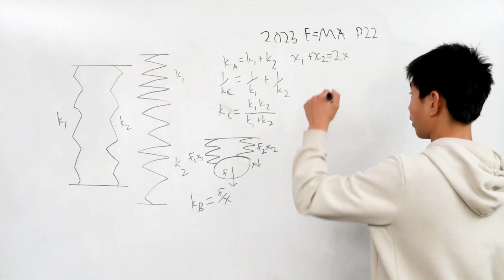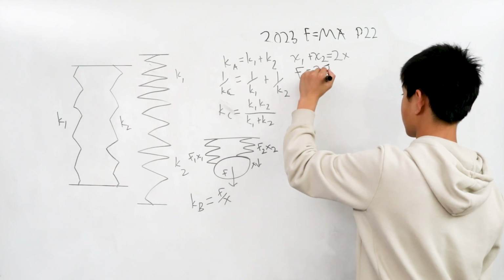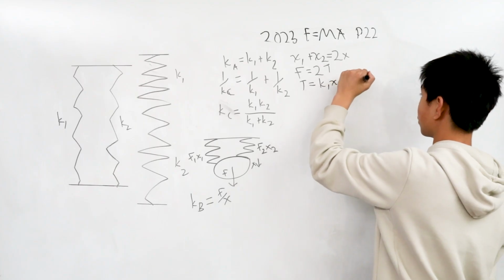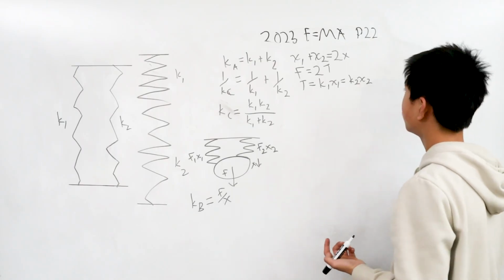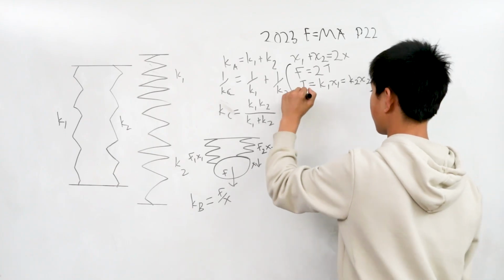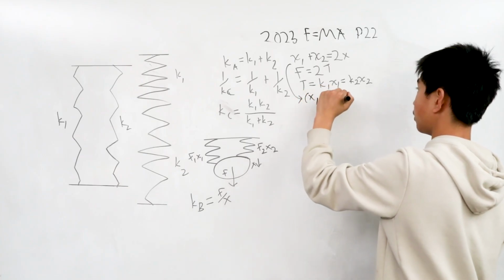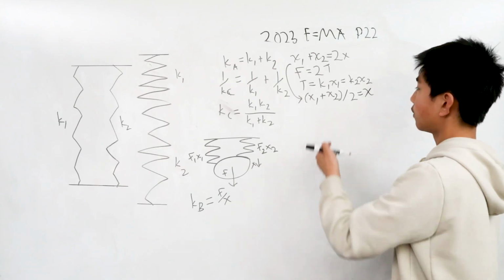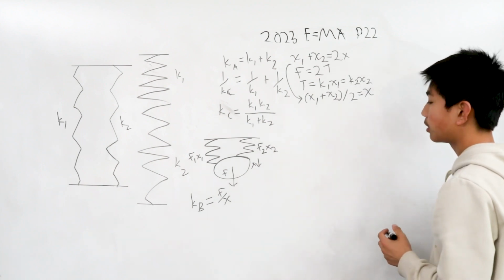We also know that our force is equal to 2 times T, where T can be represented as the two spring constants, k1 x1, or k2 x2. So we have this, and we can also note that this first equation here can be rewritten when dividing both sides by 2. So we get x1 plus x2 divided by 2 is x. So now that we have all these formulas for variables that we know, we can plug it into this value formula of K of B.